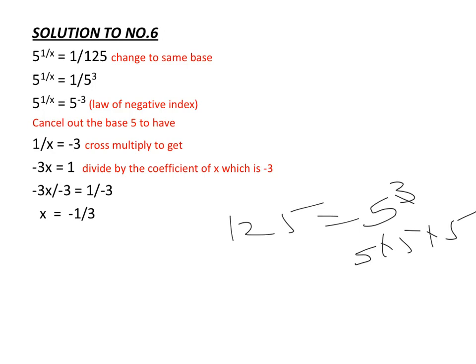Cancel out the base 5 to have 1 over x is equal to minus 3. Cross multiply, you have minus 3x is equal to 1. Divide by the coefficient of x, we have minus 3x over minus 3 equal to 1 over minus 3. X is equal to minus 1 over 3.